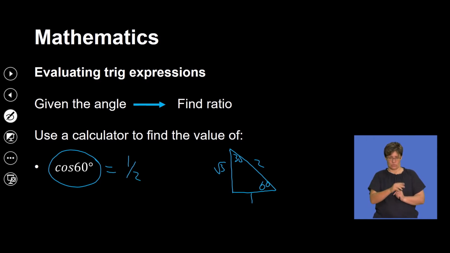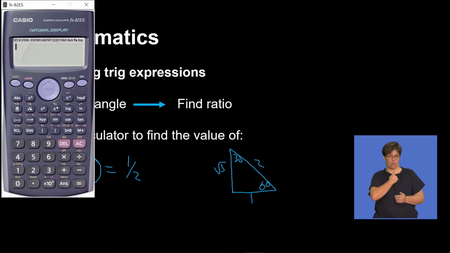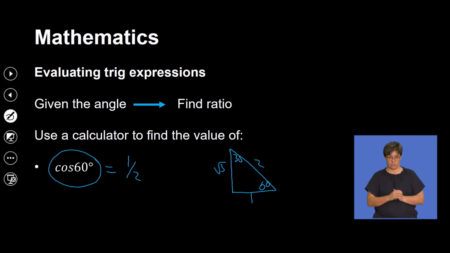So I want you to press your calculator. I'm just also going to show you on mine here. I'm going to press cos and say 60. Close the bracket. Some calculators prefer that you close the bracket and you don't leave it open. So just always close the bracket. It will open it for you automatically. And then you hit your equal sign. You see it gives me 1/2.